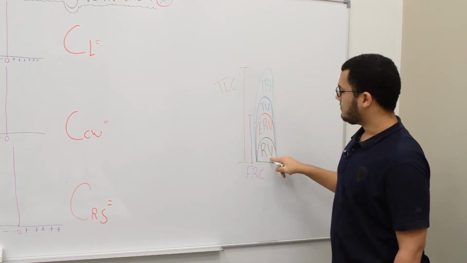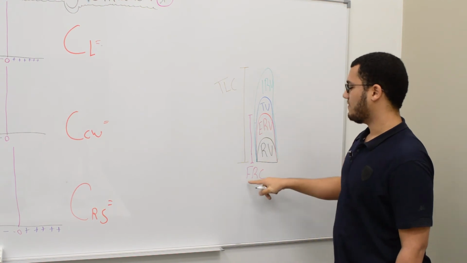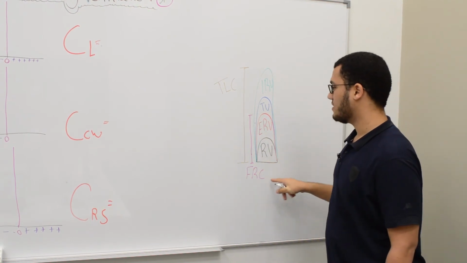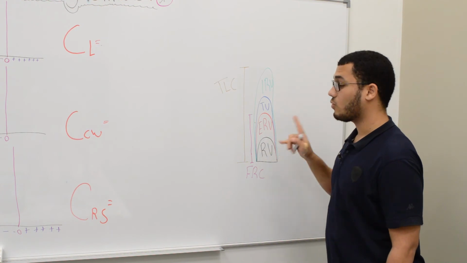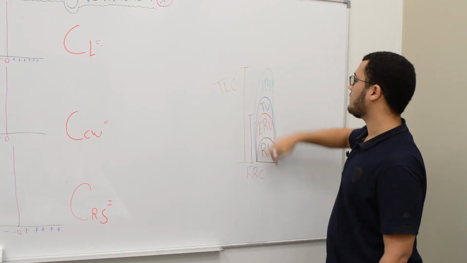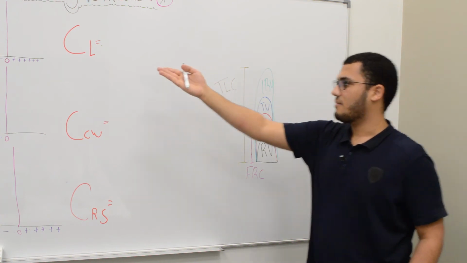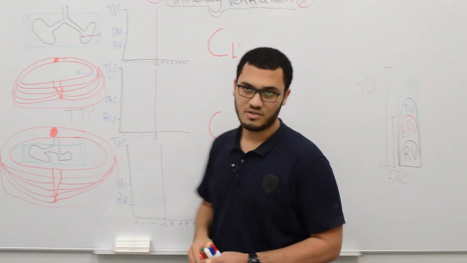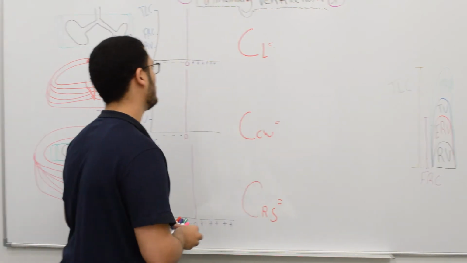The residual volume plus the expiratory reserve volume is the functional residual capacity. So this capacity is always inside the lung during quiet breathing, but not active breathing. The total lung capacity is all of them together. Now, I'm going to go to the compliance. We finished the capacities and volumes. We are going now to compliance.